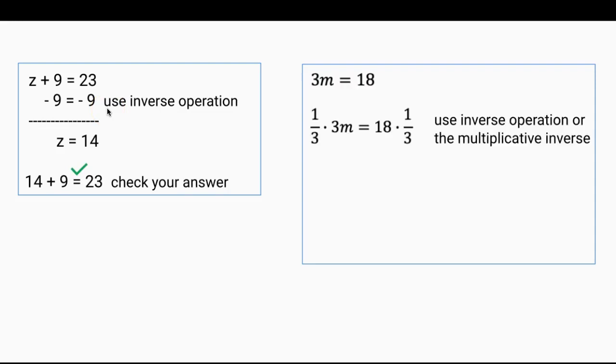For this one, we basically did the multiplicative inverse, which is, instead of 3 times m, we multiply both sides by 1/3. That 1/3 canceled out the 3, right? And then we had 18 times 1/3, which is basically the same thing as dividing by 3. Okay, so 18 divided by 3. Remember, anytime you multiply by a fraction where the numerator is 1, it is the same as dividing, right? 18 divided by 3, or 18 times 1/3, is 6.